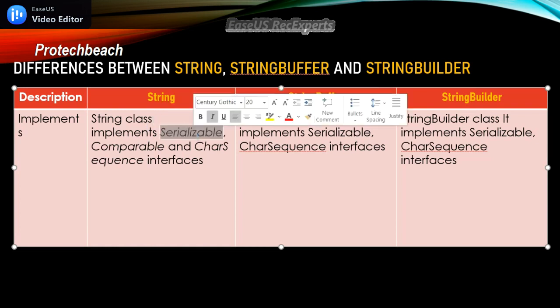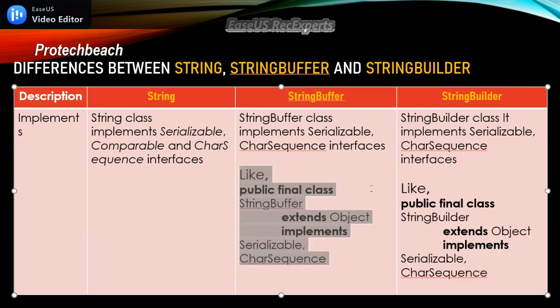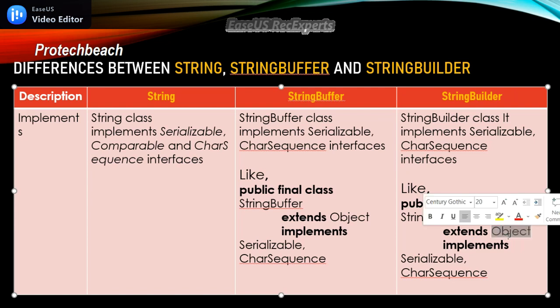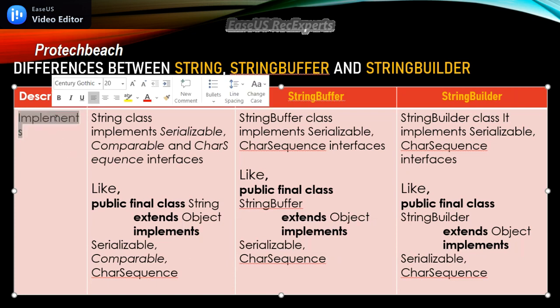The String implements Serializable, Comparable and CharSequence interfaces, but in case of StringBuffer and StringBuilder, they implement Serializable and CharSequence interfaces. Similarly, the StringBuilder class is a public final class, it extends the Object class of Java and implements Serializable and CharSequence. But in case of String, we have the String class, a public final class, and it extends the Object class of Java and implements Serializable, and it also implements the Comparable interface as well. So these are the main differences regarding the implements.